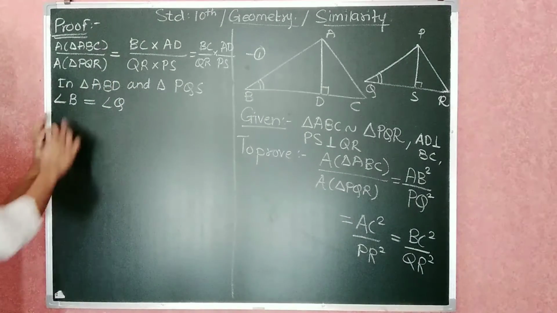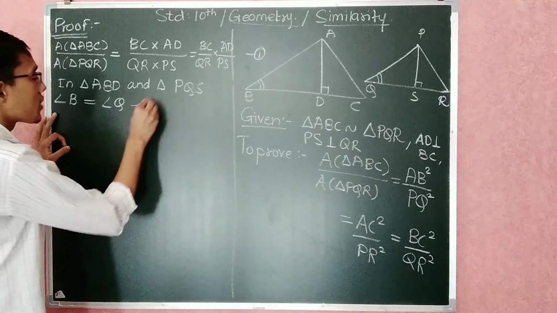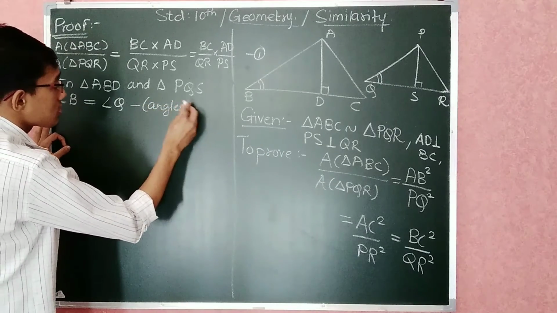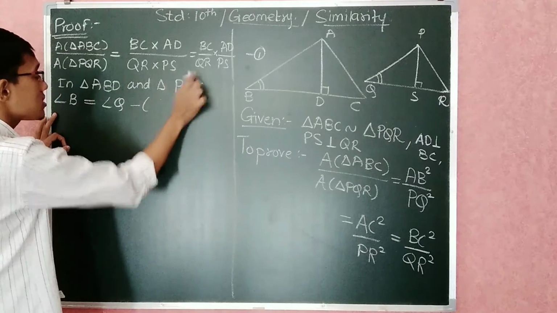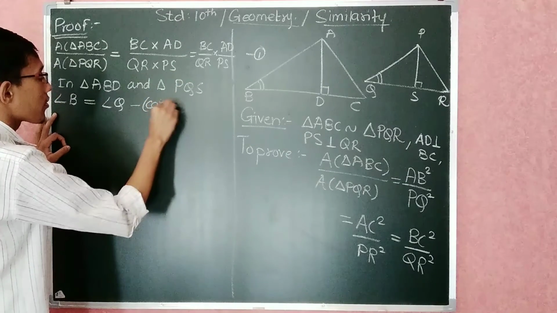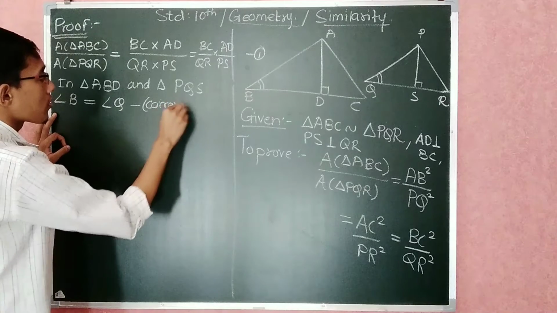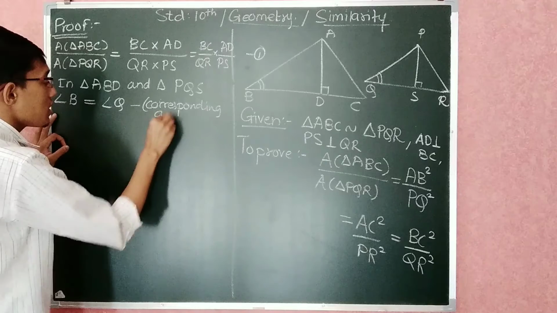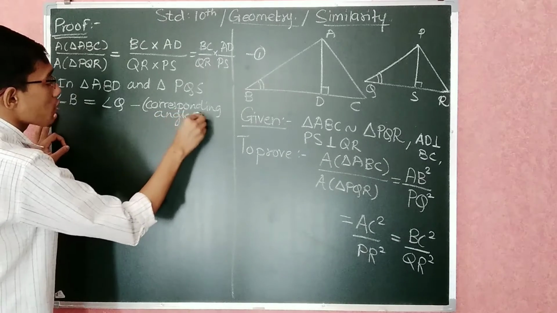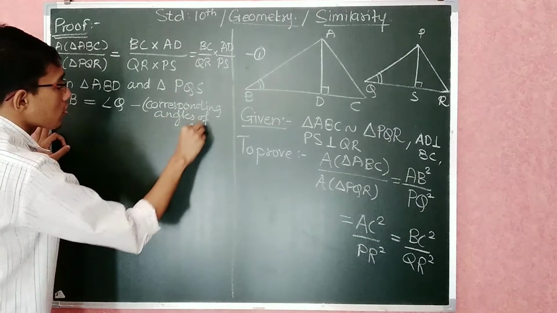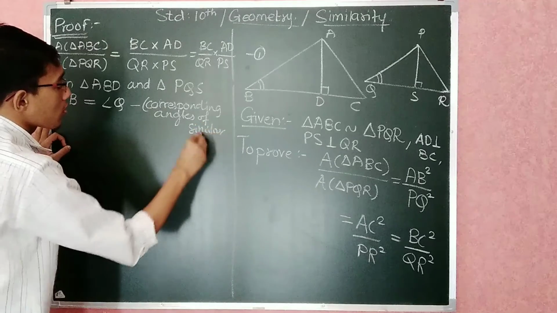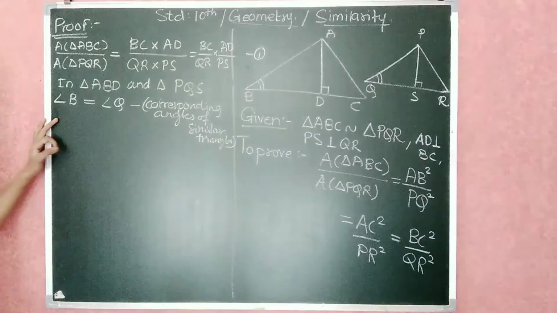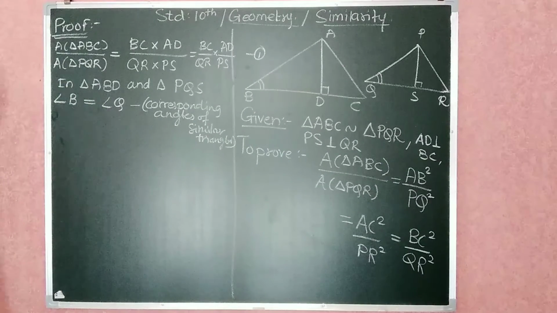Okay, so both the angles are equal. So we can write corresponding angles of similar triangles.